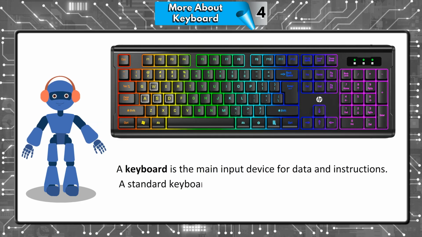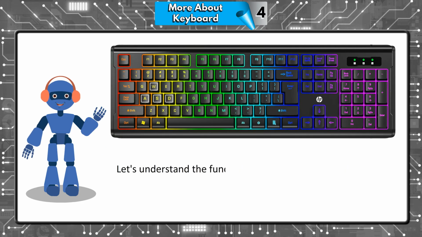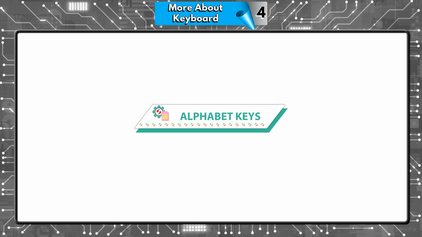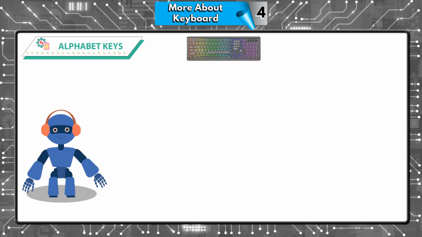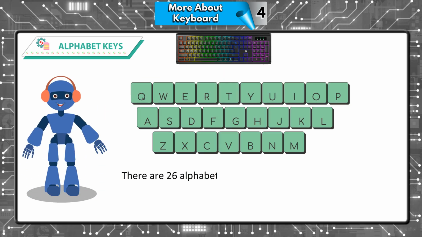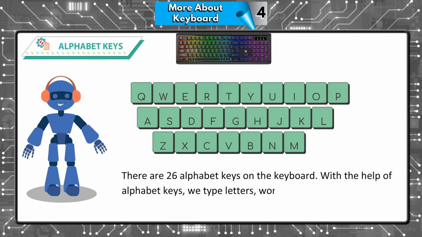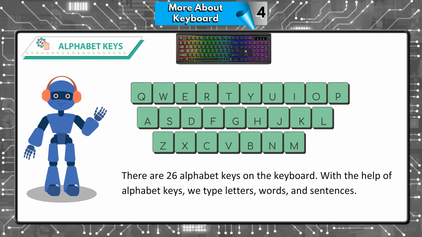A standard keyboard has 104 keys. Let's understand the functions of the keys on the keyboard. Alphabet keys. There are 26 alphabet keys on the keyboard. With the help of alphabet keys, we type letters, words, and sentences.